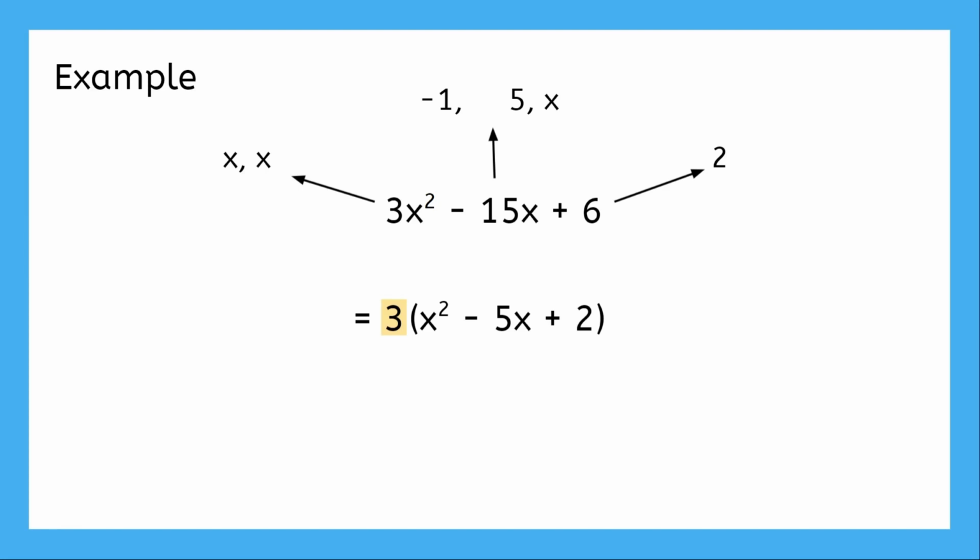Checking our answer is easy. If we found this answer by pulling out the 3, then we can test it by distributing it back in. 3 times x squared is 3x squared. 3 times negative 5x is negative 15x, and 3 times 2 is 6. If we redistribute, we get back to where we started, so we have factored this correctly.